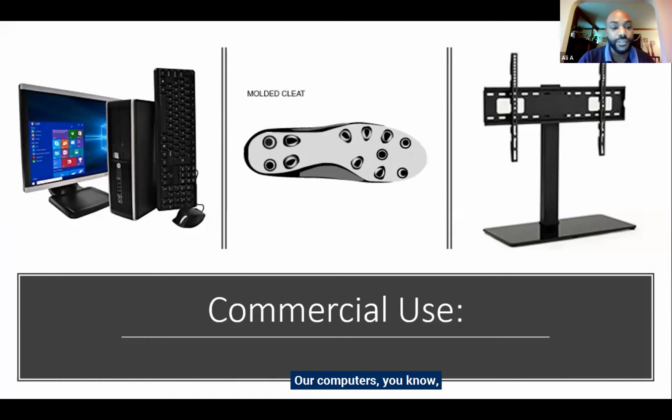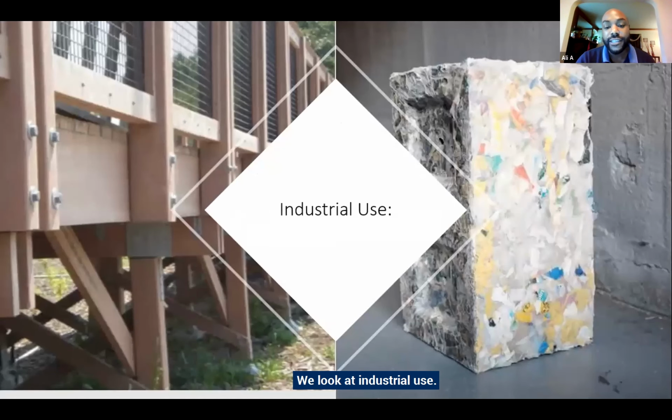Our computers, our PCs, the things that we use for our TVs, these are not, you would say, consumer products. These are industrial use products. Even molding cleats on football shoes. We all can see these products being used and enhancing our circular economy. We look at industrial use.